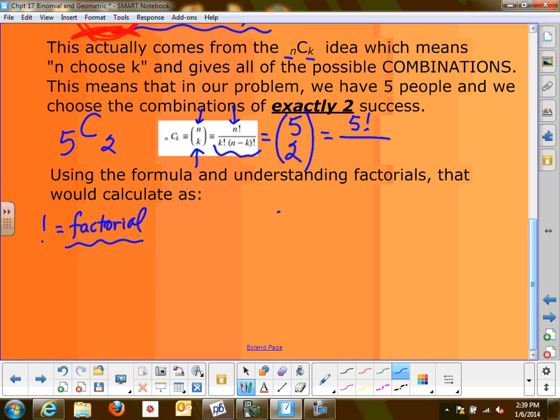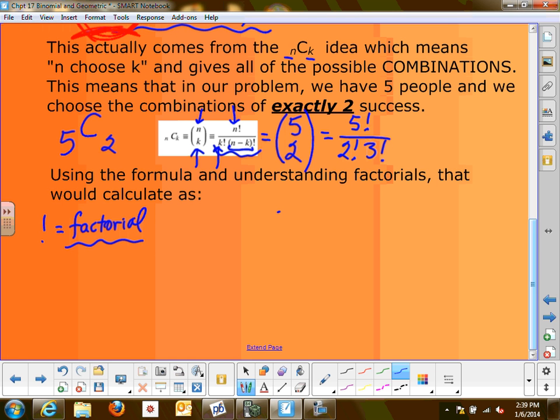And then look at the bottom. K factorial means 2 factorial. So that's your successes, and N minus K is your failures. So if 2 go through the express checkout, how many do not? 3. Okay, so these 2 numbers down here are always going to add up to the top number.